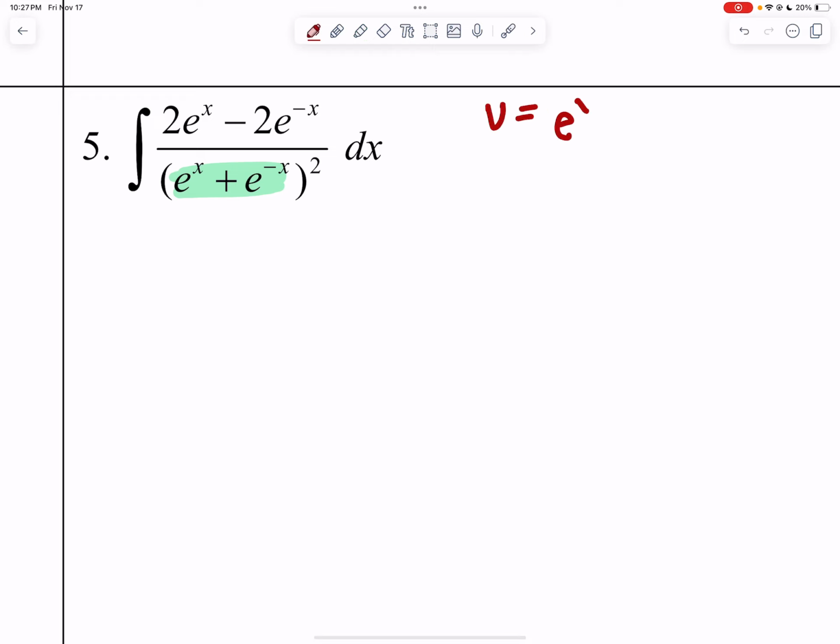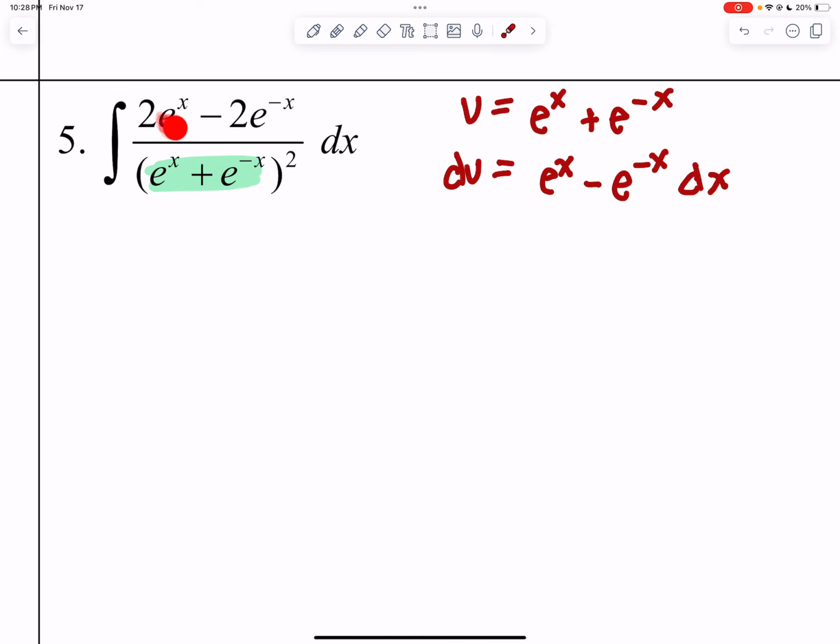So let's say that u is e to the x plus e to the negative x. Then du is going to be e to the x minus e to the negative x. Notice I have minus e to the negative x because if I were to use the chain rule here, the derivative of negative x is negative 1, which is this right here. Which works out for us because the reciprocal of this is going to be 1 over e to the x minus e to the negative x, which will cancel with this. Because I could take out a 2, and I'm left with this right here.